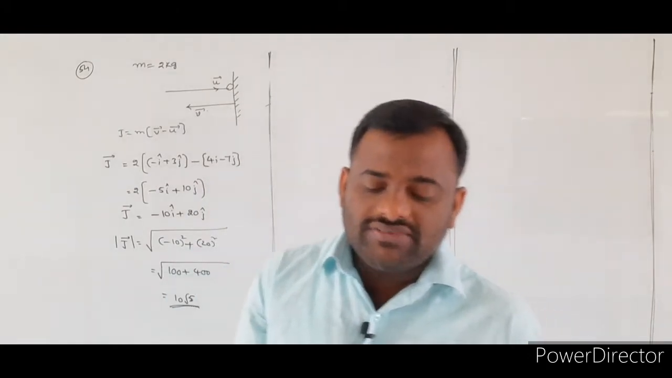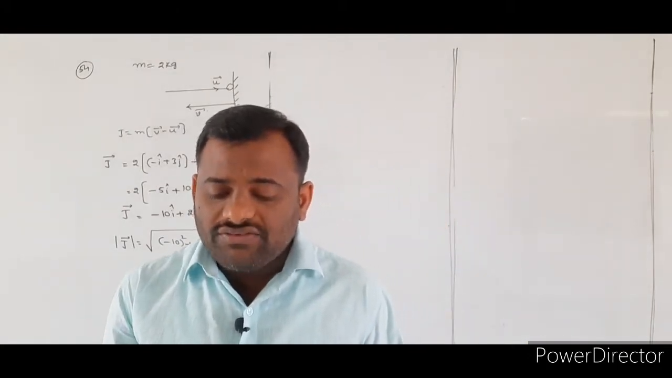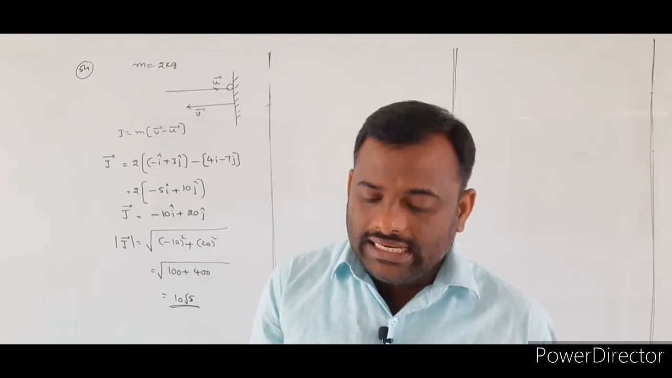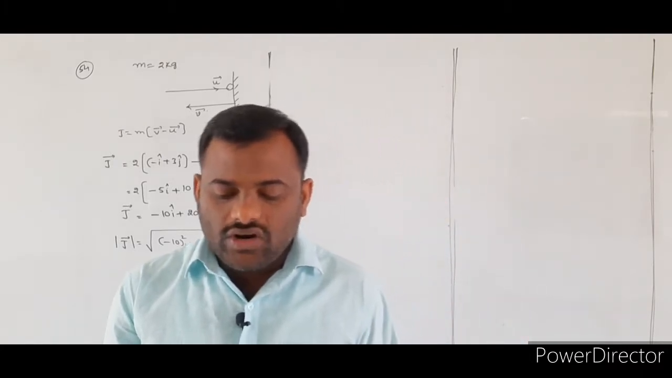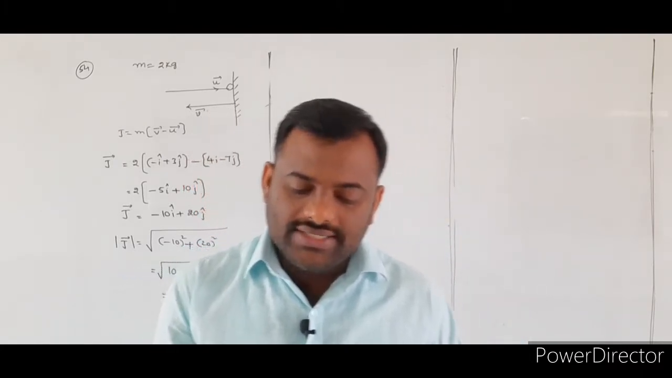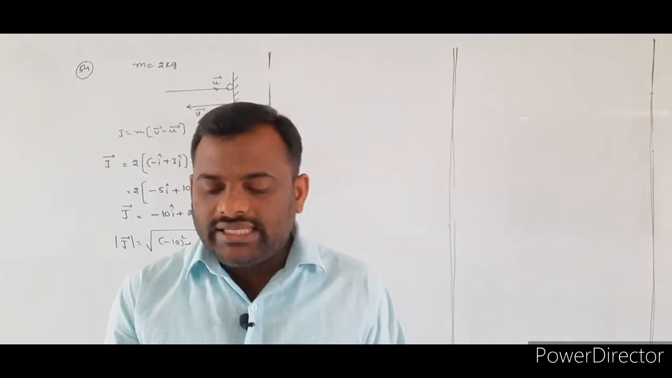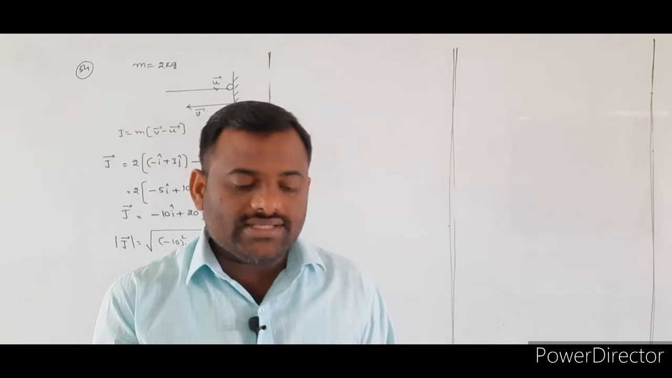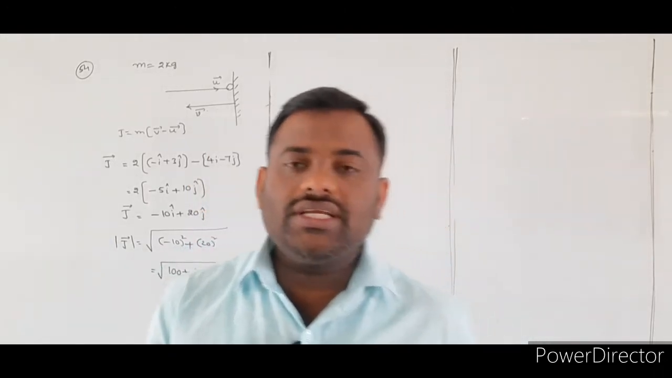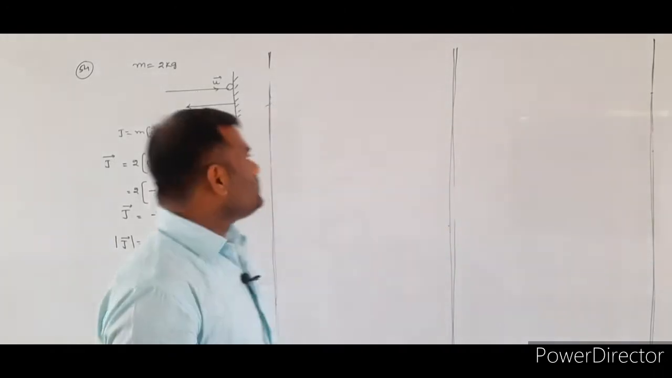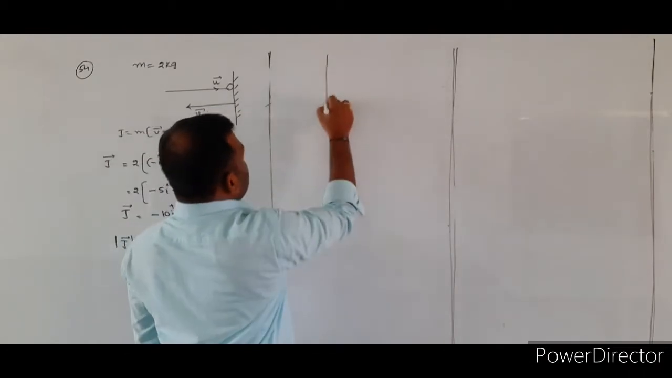Next, problem number 55. A ball of mass m is thrown at an angle theta with the horizontal with an initial velocity u. The change in momentum during its flight in a time interval of t seconds is. So this application is related to projectile motion.